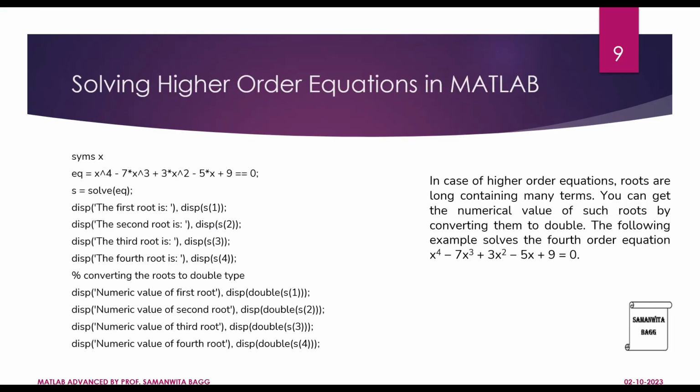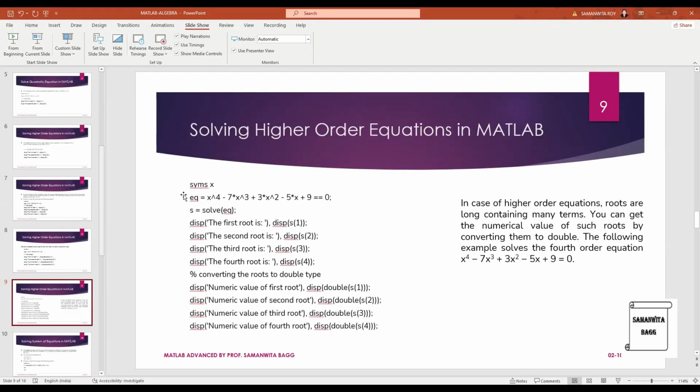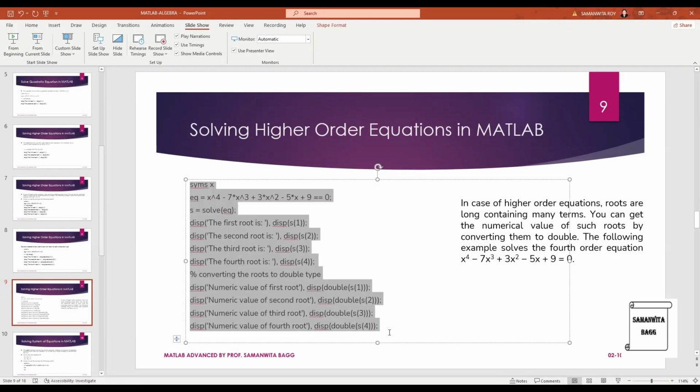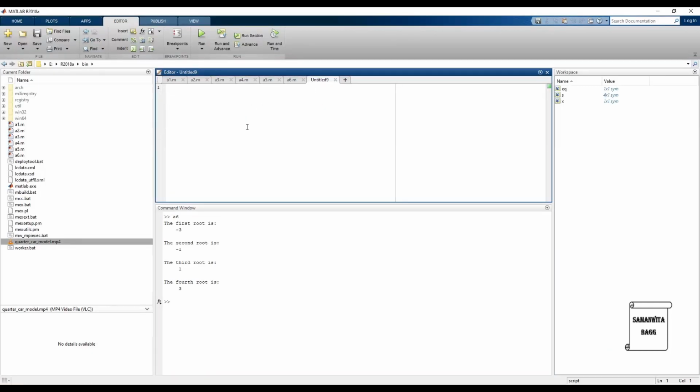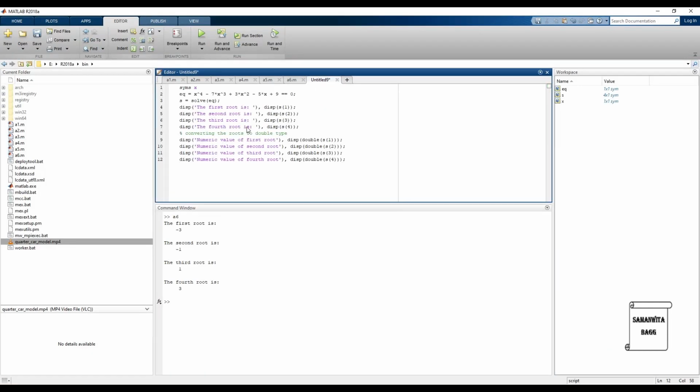Now let's solve another equation. X raised to 4 minus 7x cubed plus 3x square minus 5x plus 9 is 0. So we have done the same way of writing. Now here I am just going to add a few more equations where I am going to add double. And here first we will see the displaying of the roots. So let's take this entire thing to MATLAB. I'll save this as A7.